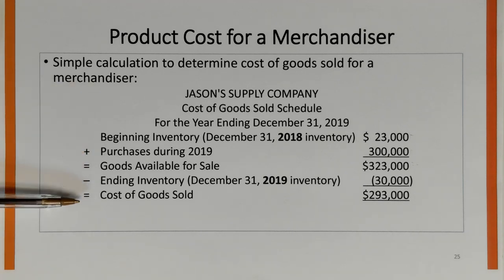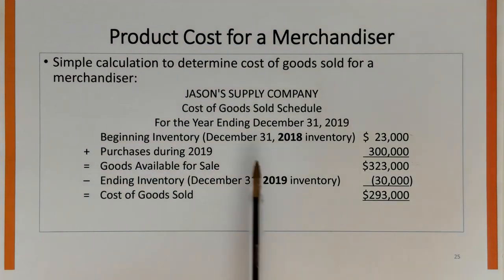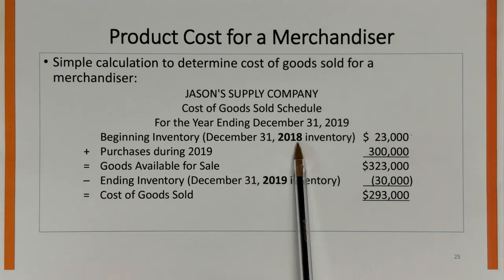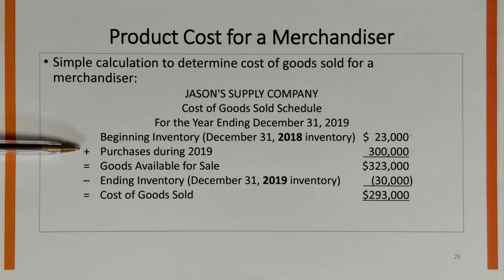This little format can be used to determine how much of any inventory you used, whether it be gasoline or supplies or your merchandise inventory. So it's a good idea to bear it in mind. Let's take another look. We start with the beginning inventory, and usually the beginning inventory is last year's ending inventory. So the beginning inventory is last year's ending inventory, see 2018. The amount we purchased in 2019 is added in, giving us cost of goods available for sale. We're going to subtract the ending inventory to get cost of goods sold.